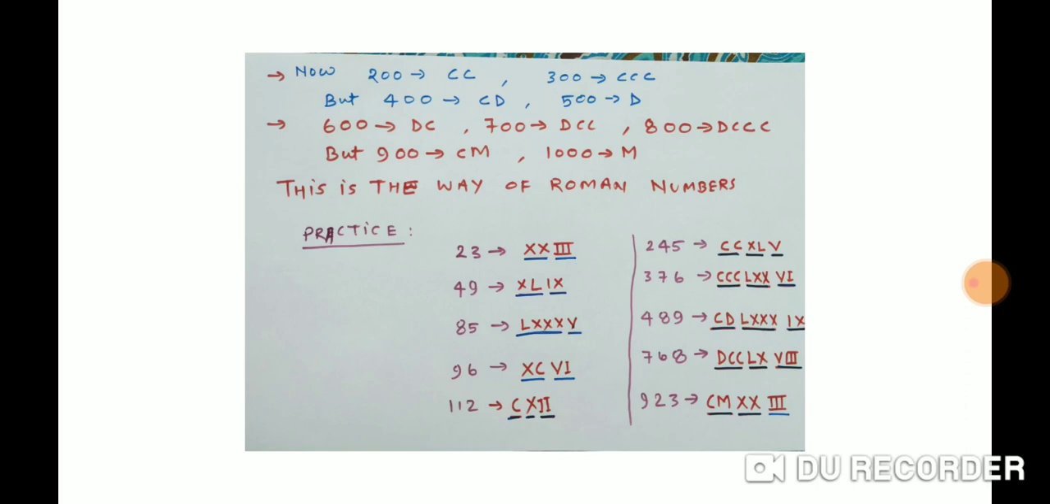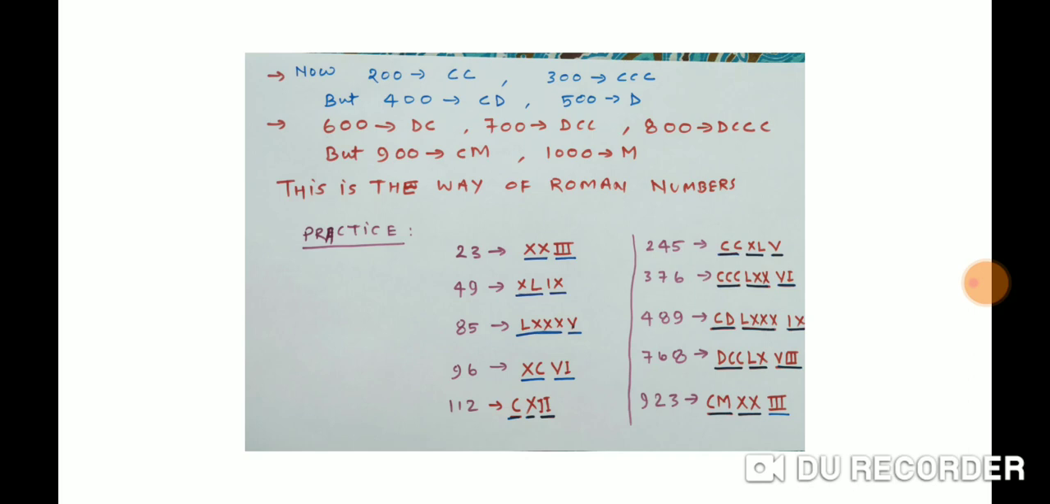Practice. 23 means double 10 and then III, meaning 3. So it will be spoken as 23. 49 means XL and IX. It means it is 40 and then 9. 85 is LXXX and V. It means 85. 96 is XC and VI. It will be spoken as 96. And 110 and 112: it is CX and II.